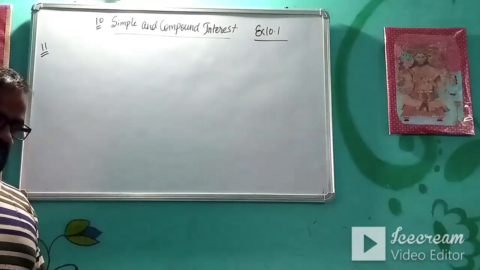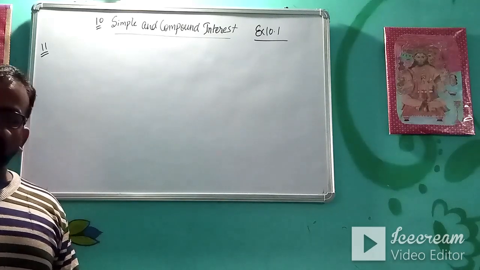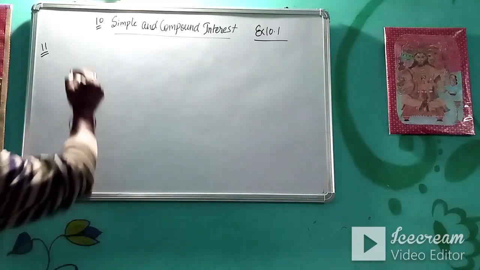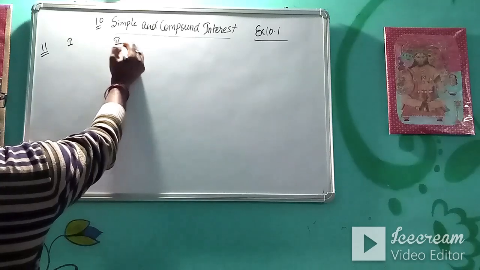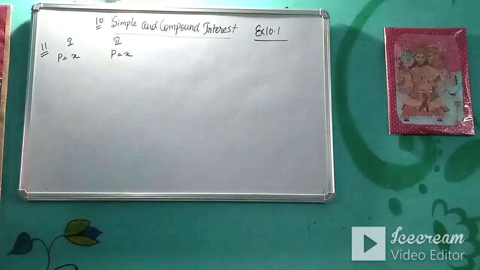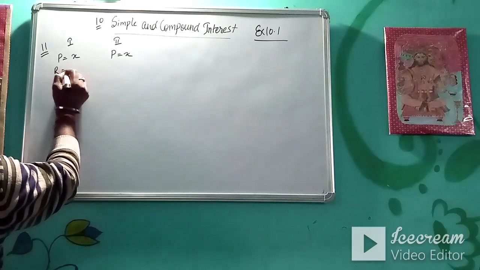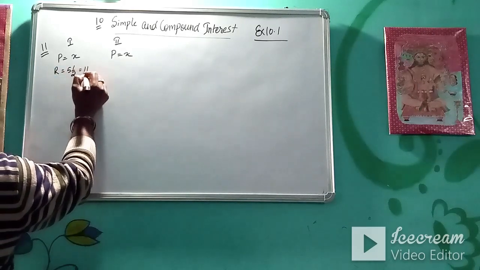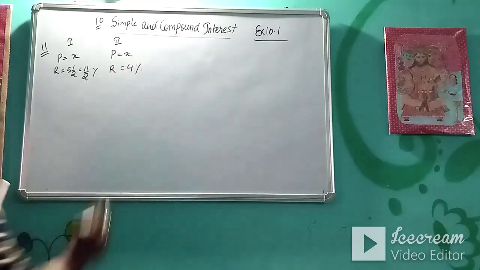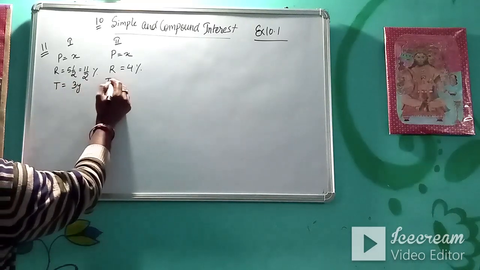Now let's discuss question number 11. A man lent equal sums of money at 5.5% and 4% per annum for a period of 3 years. So this question consists of two parts. This is equal money, that means in both the principal will be x. Let this money be invested at the rate of 5.5%, that is 11 by 2%, and in this the rate let us take as 4%. In both cases time is 3 years.